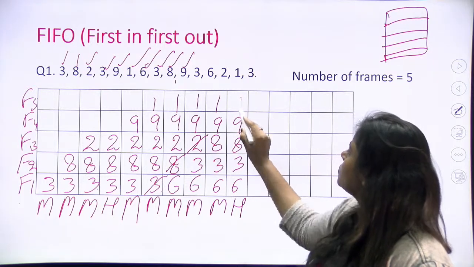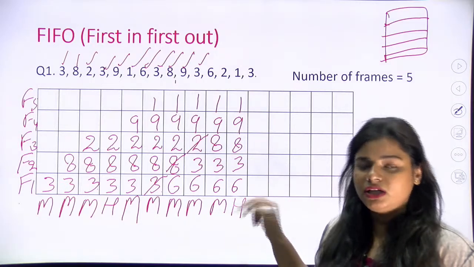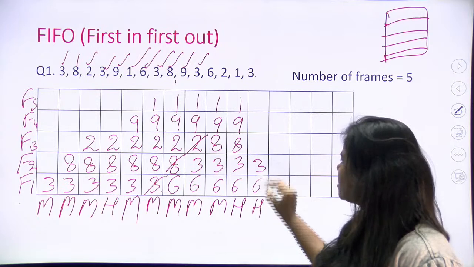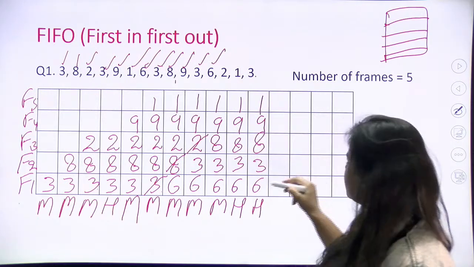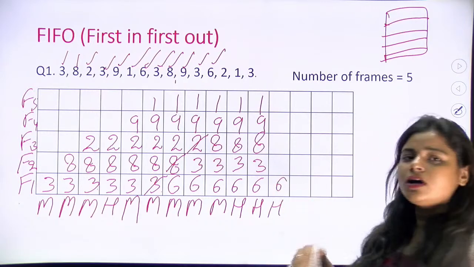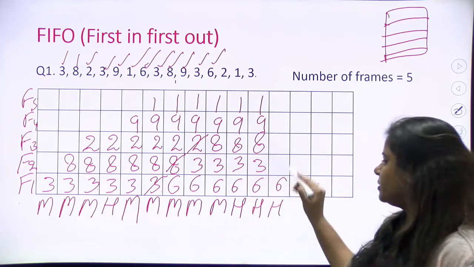Okay. So now we are having 3. 3 is already present inside the main memory. It is again a page hit. Now we are having 6. 6 is already present inside the main memory. It is again a hit, because we are not required to replace this page since it is already present.